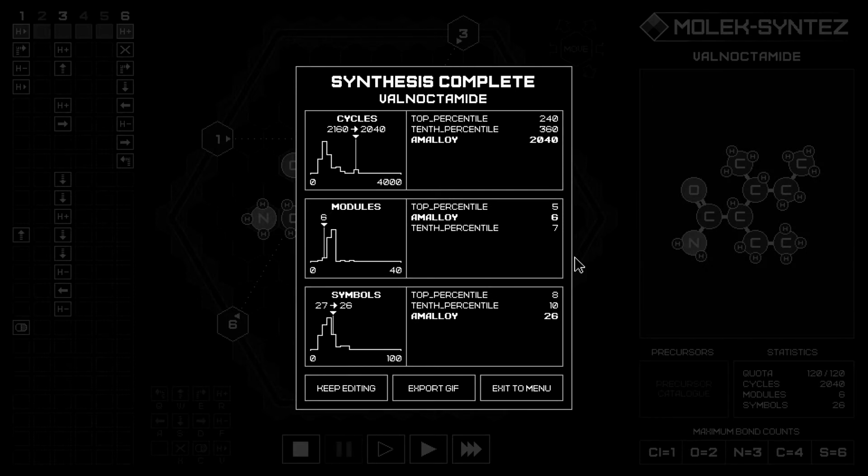Yeah, look at that. We saved 120 cycles. Fantastic work. Yeah, it didn't even make the 10th percentile this time. Oh well. It's still pretty good in terms of modules.